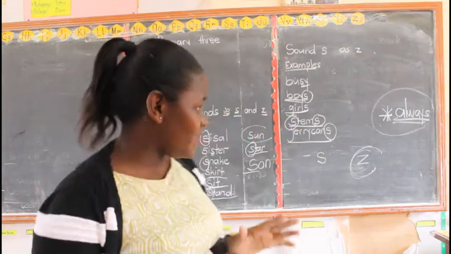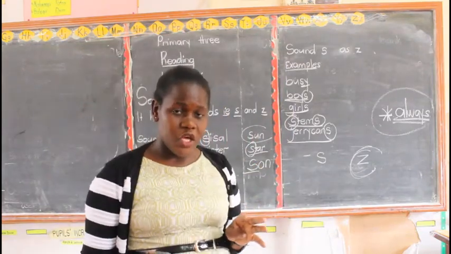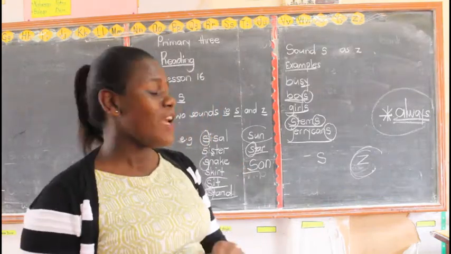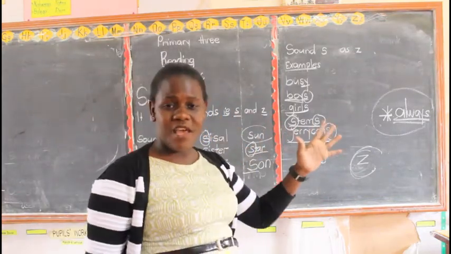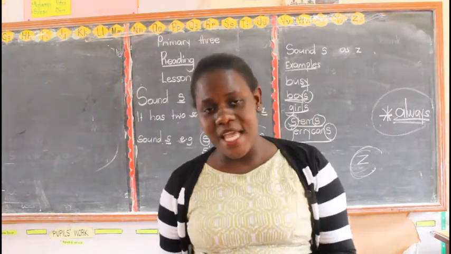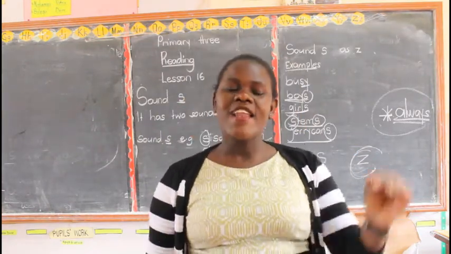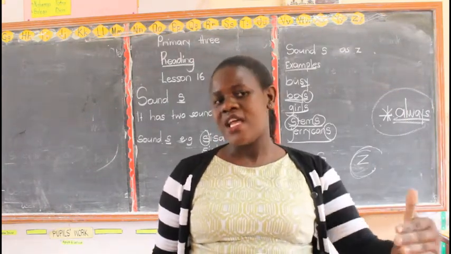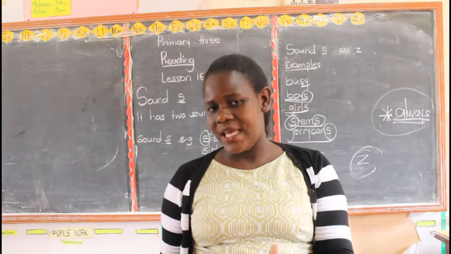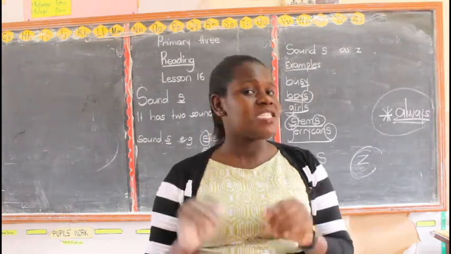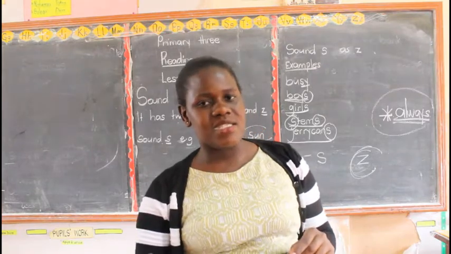So my activity, my dear children of primary 3: you should write for me 10 words which have letter S but sounding S. Then still some words, also 10 of them, you're going to see the instructions on your hard copy. Words still with letter S but which sound Z.